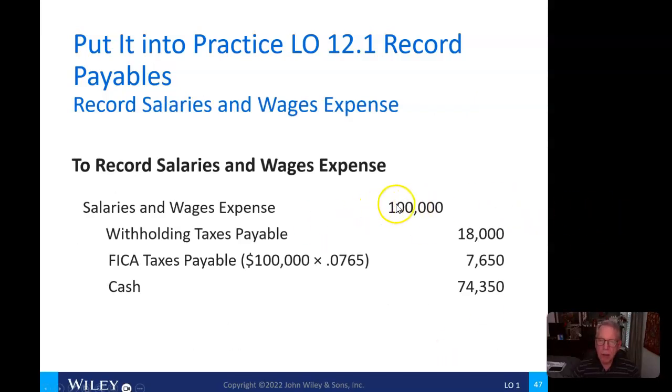To record the salaries and wages expense, we're going to debit salaries and wages expense for the gross of $100,000, credit withholding taxes payable, $18,000. That's going to be remitted to the appropriate government agency. FICA taxes payable, 7.65% of $100,000. And the resulting cash will be what the employees are going to receive in their paychecks.